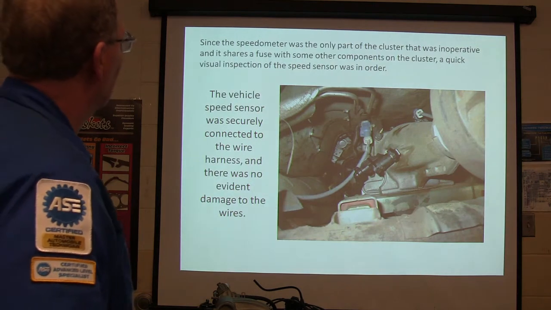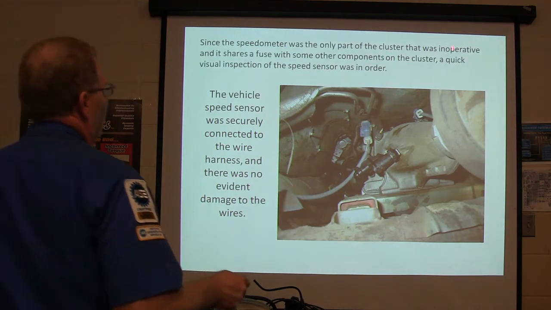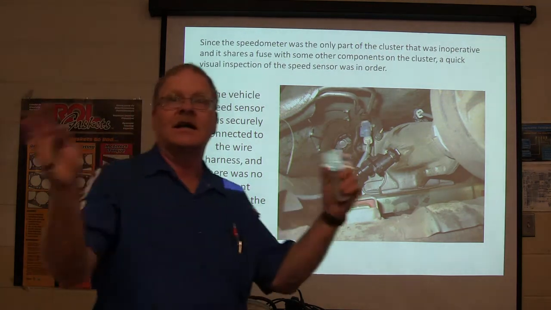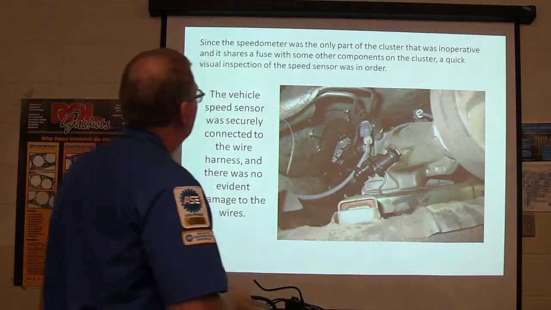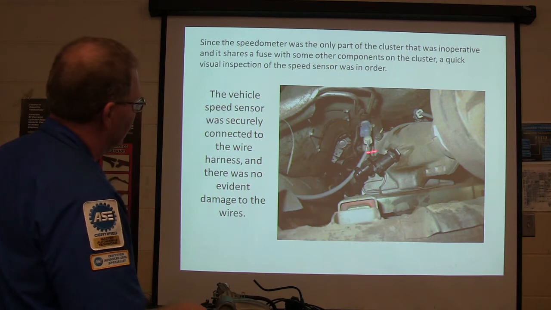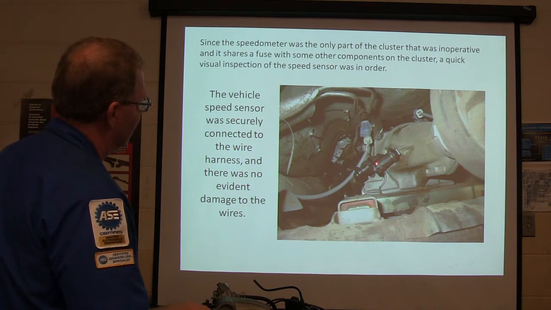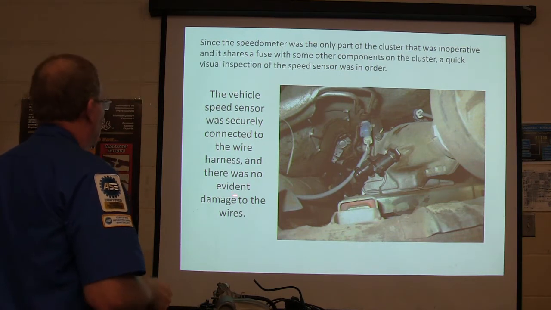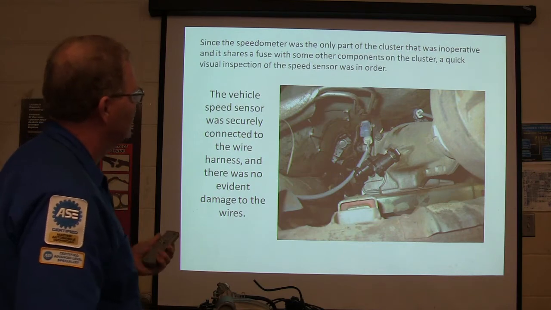All right, so since the speedometer was the only part of the cluster that was inoperative, and all the other gauges worked just fine, a quick visual inspection of the speed sensor was ordered. It looked just fine. It actually had a tie wrap. That looked like a new sensor to me. And there was no evident damage to the wire.